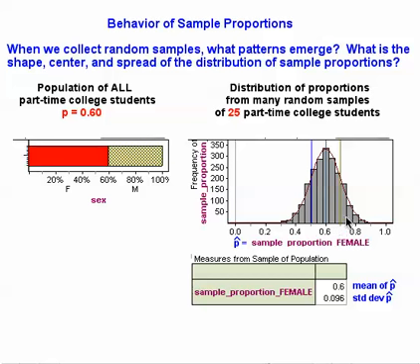Another thing we notice is that the shape is approximately normal. I have used a mathematical formula here to graph a normal curve on top of the sampling distribution, and we can see that the normal distribution models the sample proportions well. This is encouraging. It tells me that a normal model will be a good probability model for the sampling distribution of sample proportions.